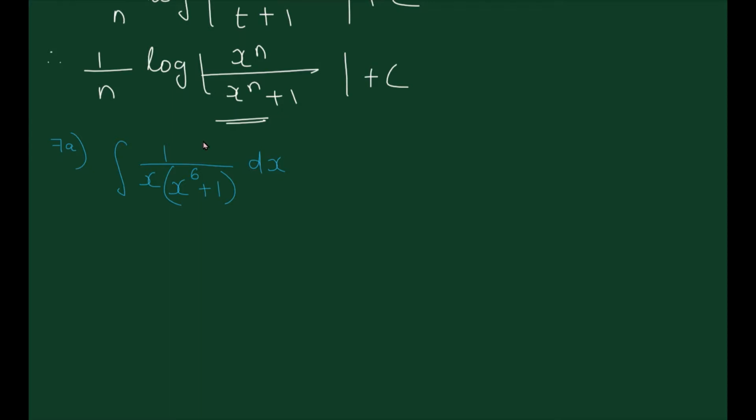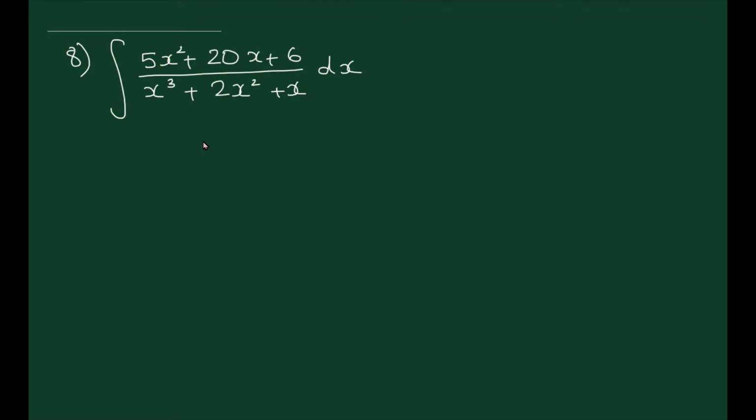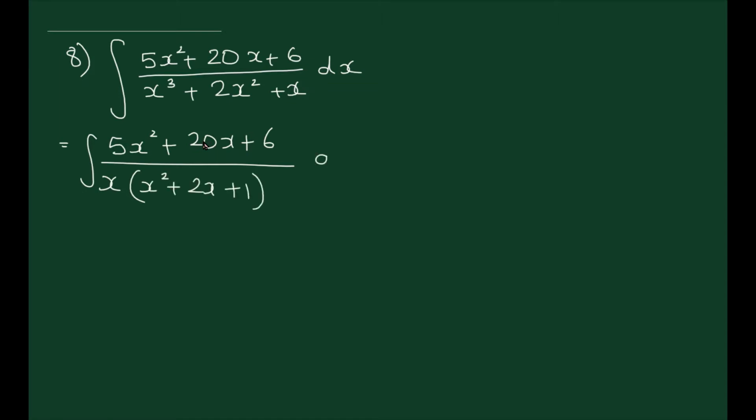Okay, so we go on to the next sum, the 8th one. The 8th one is the integral of 5x square plus 20x plus 6 upon x cube plus 2x square plus x. Now in this case, we observe the sum properly. We see that in the denominator, x can be taken common, isn't it? All the three terms have x over here. So our integral can be written this way. Taking x common, in the bracket we get x square plus 2x plus 1 dx.